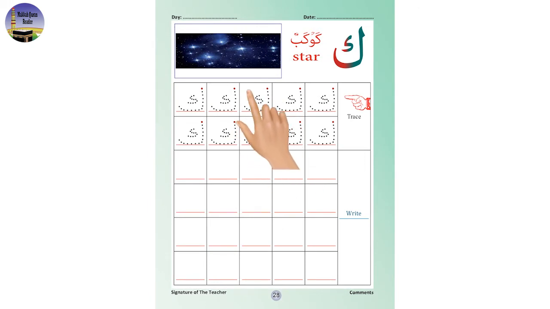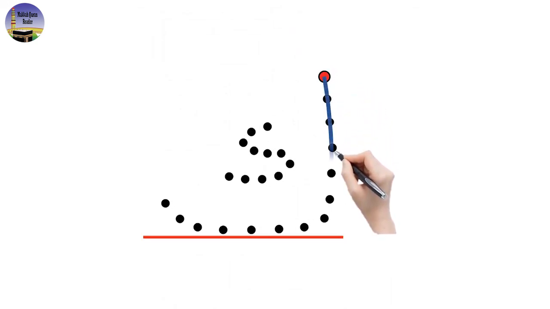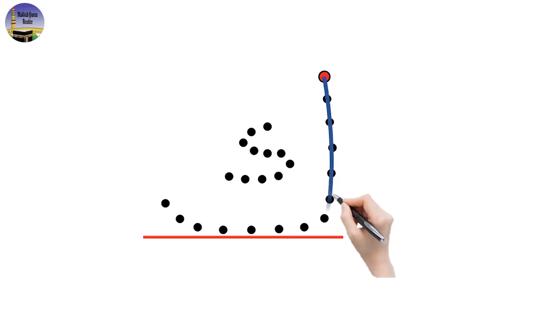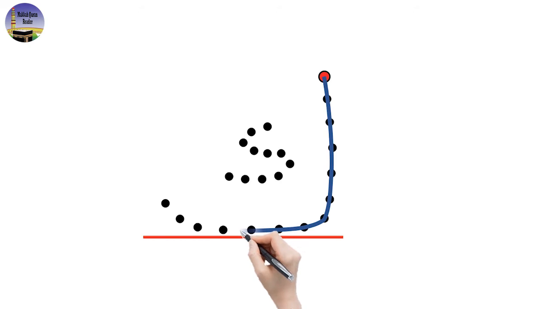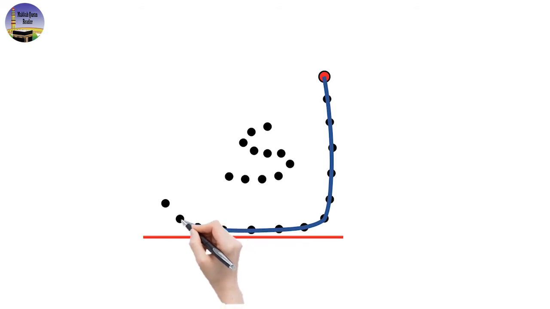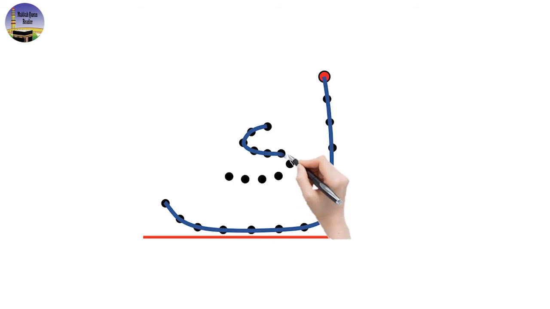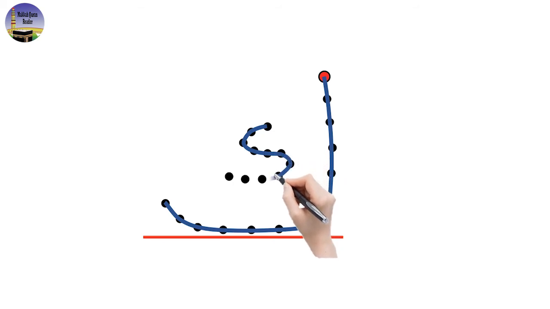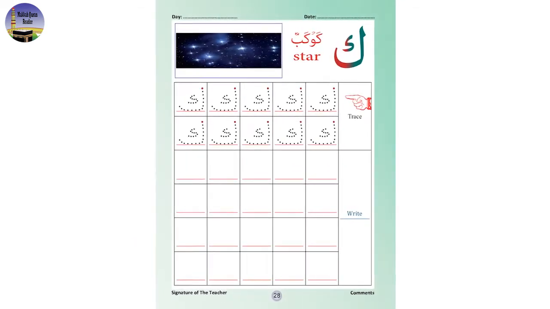Next one. Start from the red dot. Go down. Touch the red line. Then go left. Make a small curve and write S in the middle. Kaf. Kaf for Kaukabun. Kaukabun means star.